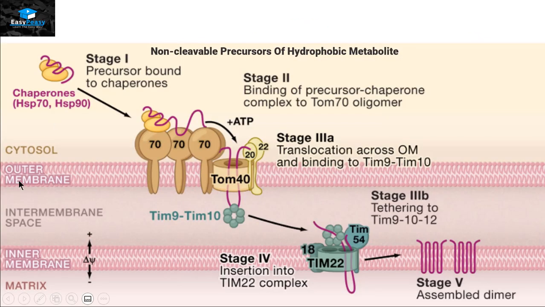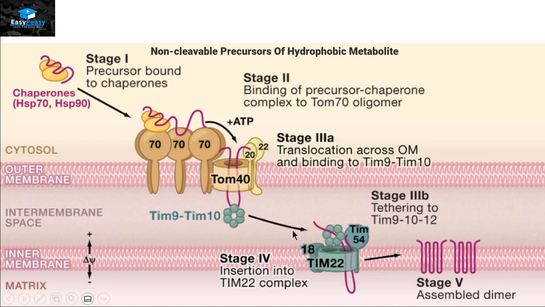Now here, as you can see, this is the outer membrane, this is the inner membrane, and this is the cytosol. Now the protein from the cytosol attaches itself with the chaperones HSP70 or HSP90 and will be recruited inside the intermembrane space from the Tom complex. Once the protein is inside the intermembrane space, Tim9 and Tim10 will attach themselves with it and will not allow it to fold back on itself.